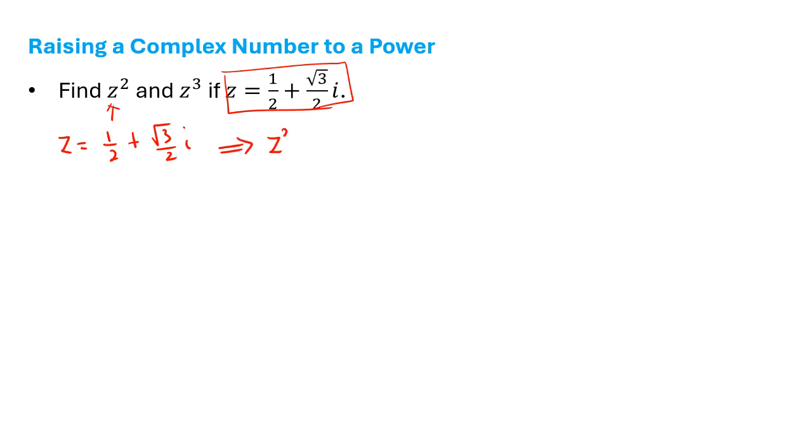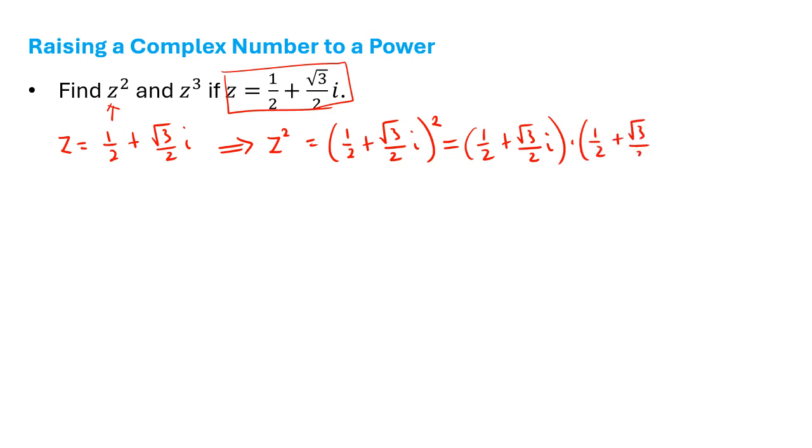it means I can find z squared to be 1 over 2 plus square root of 3 over 2i, to the second power. I'm just going to multiply z by itself. So it'll be 1 over 2 plus square root of 3 over 2i times another 1 over 2 plus square root of 3 over 2i. This is how you find the squares of numbers. For example, if I have x squared, what does that mean? It means x times x, right? So I'm just multiplying the number by itself.